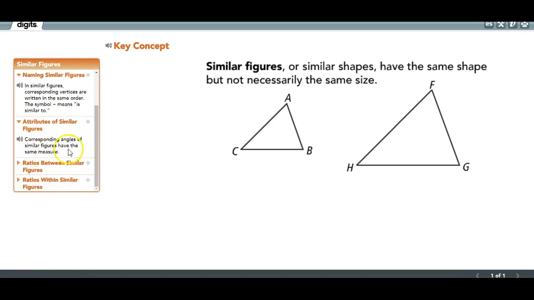Corresponding angles of similar figures have the same measure. So angle C and angle H are going to have the same measure. Angle A and angle F are going to have the same measure. Angle B and angle G are going to have the same measure.